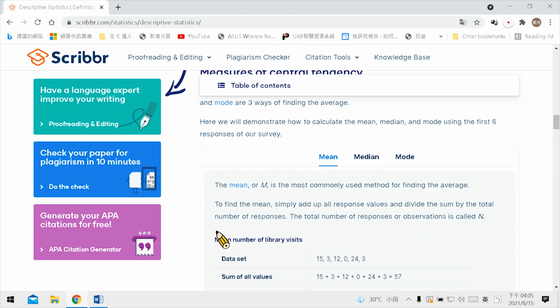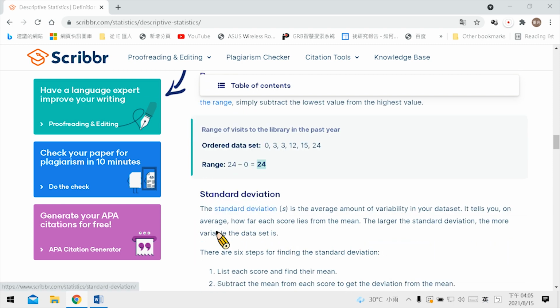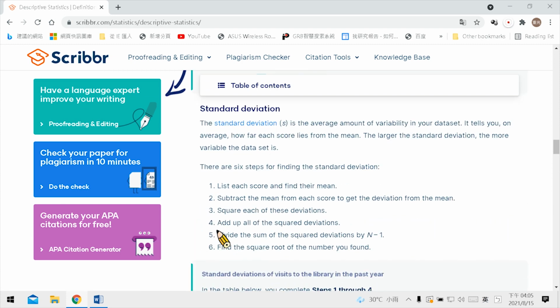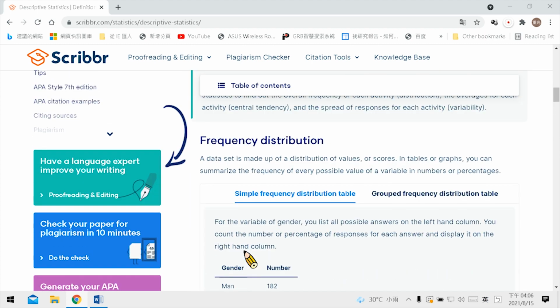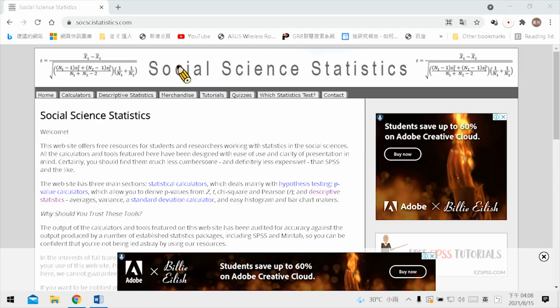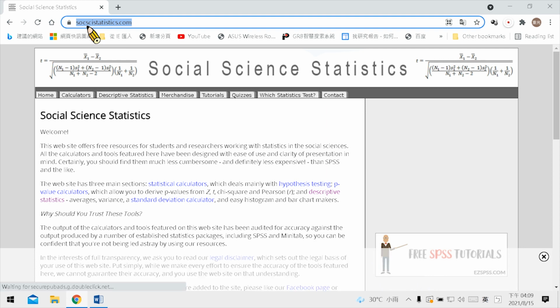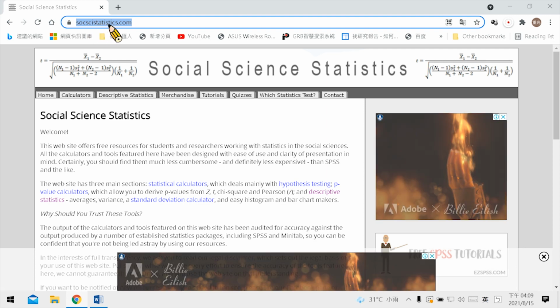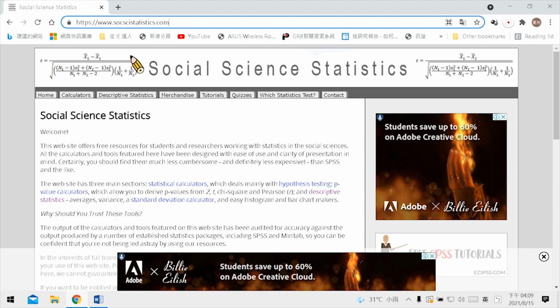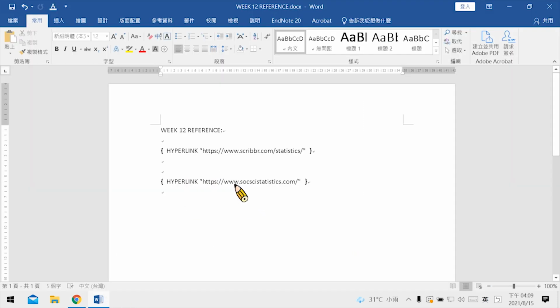so if you have time, you can check this. And our lecture is enough as the material. Just if you have time and you want to learn more, you can come here. Okay, so let's go to this web page, socscistatistics.com. So I put in this one.